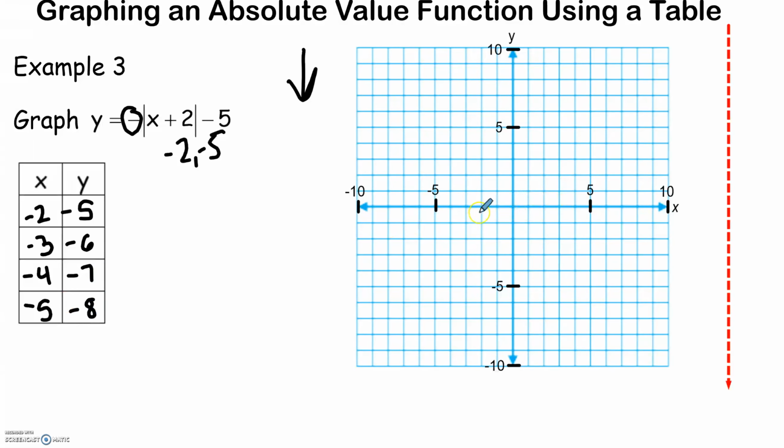So I'm at (-2, -5), (-3, -6), and so on until I get to (-5, -8). Axis of symmetry. And I reflect across equal distance. There we have our absolute value graph. Notice how it's pointing downward because we have that negative out in front.